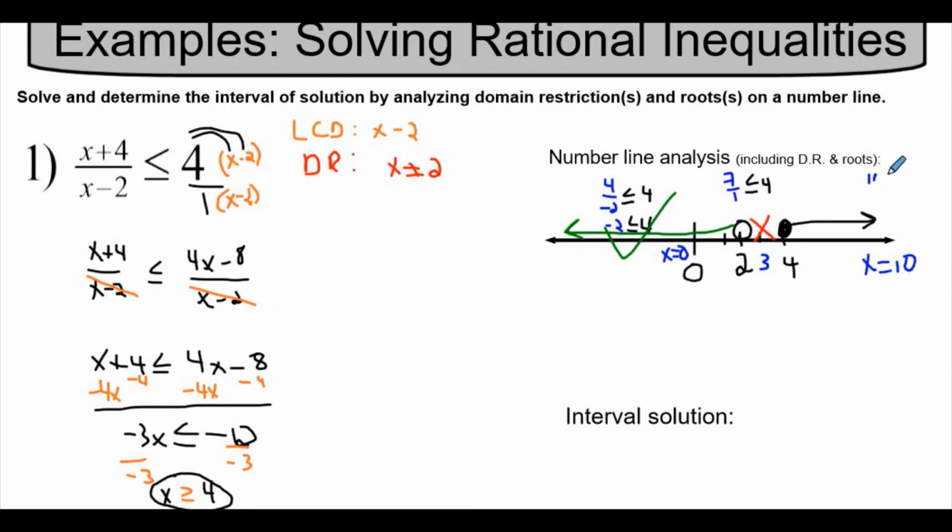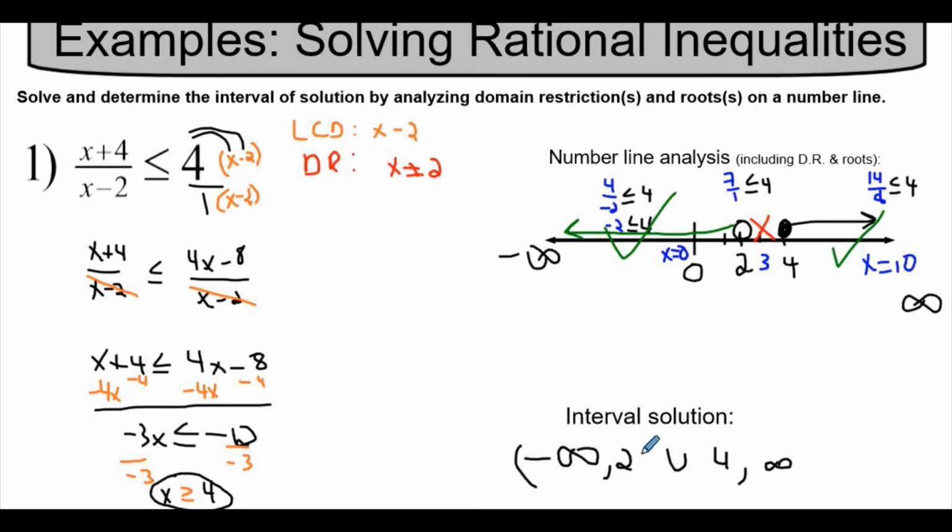So here I would have 10 plus 4 divided by 10 minus 2. That would be 14 over 8. You can reduce that if you want, but remember the goal here is to determine if it's less than or equal to 4, and 14 over 8 is less than or equal to 4, so this is in fact valid. So now my answer is going to be negative infinity to 2 with the parentheses, union with 4 to infinity with a bracket.